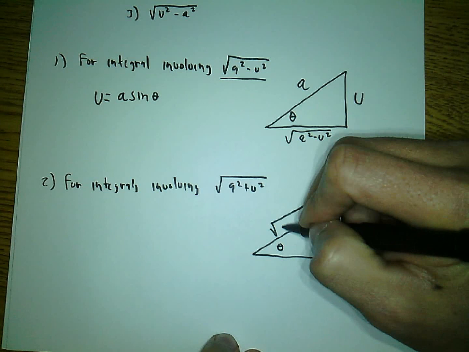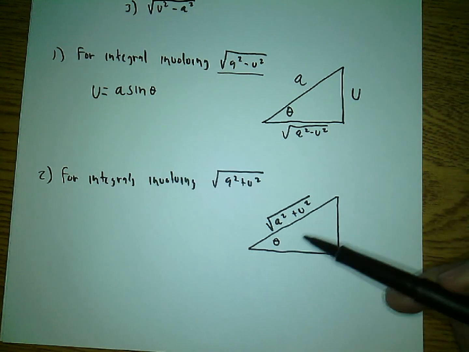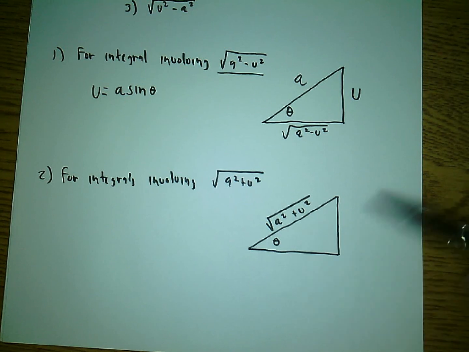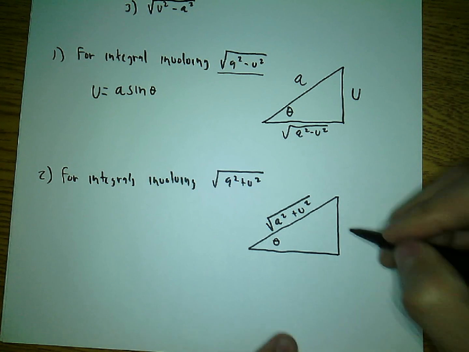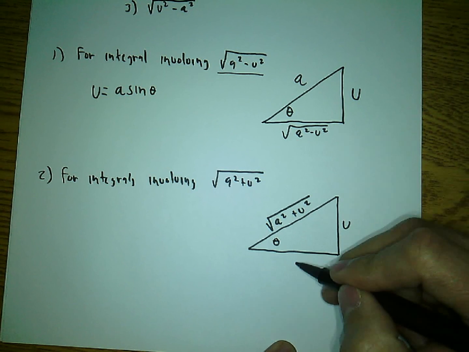Yep, our hypotenuse is going to be the square root of a squared plus u squared. Now, this is where it gets a little tricky, so you're like, okay, well, technically, one of these could be a and one of them can be u, right? So how do I know which one? Okay, always opposite of the angle would be u, and adjacent to the angle would be a.